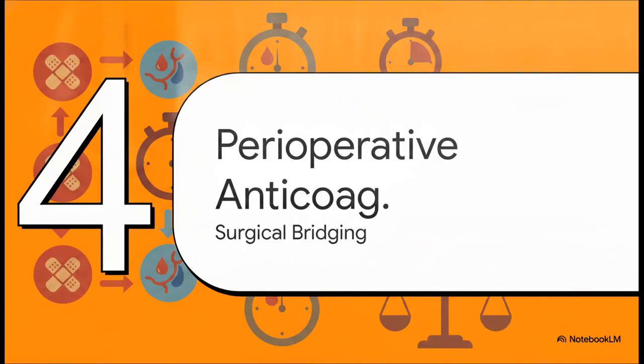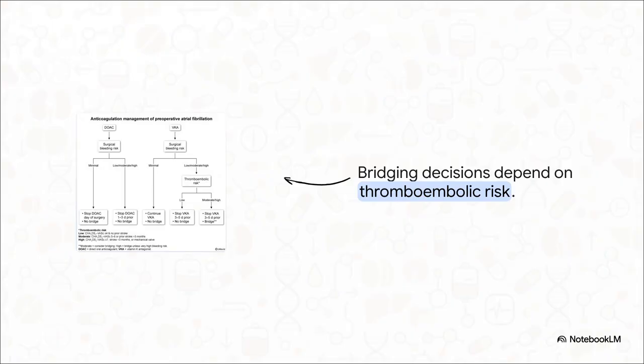Next up is Section 4, perioperative anticoagulation bridging. These decisions boil down to weighing the surgical bleeding risk against the patient's thromboembolic risk. For patients with preoperative atrial fibrillation, handling DOACs is pretty straightforward. Just stop them 1 to 3 days before surgery. No bridging needed. Vitamin K antagonists, like warfarin, though, require a 3 to 5 day hold. And you only bridge with heparin if the patient has a moderate or high thromboembolic risk, like if they have a mechanical valve.